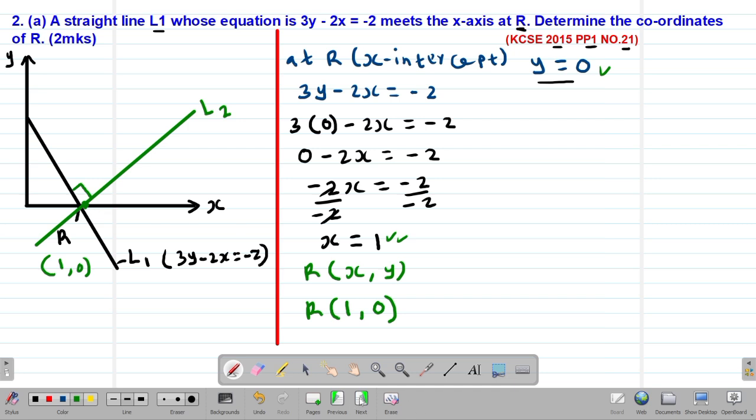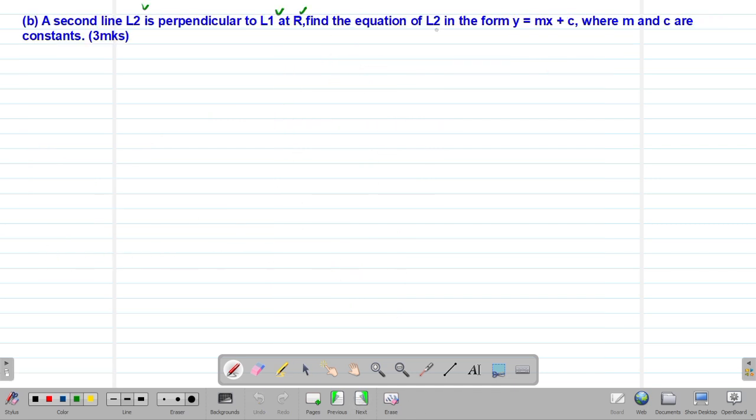Now, I'm being told to find the equation of L2 in the form y equals mx plus c, where m and c are constants. I'm told that the two lines are perpendicular. We know that for any given pair of perpendicular lines, the product of their gradients must give us negative 1. So, since the line L1 is perpendicular to the line L2, it follows that the product of their gradients must give us negative 1.